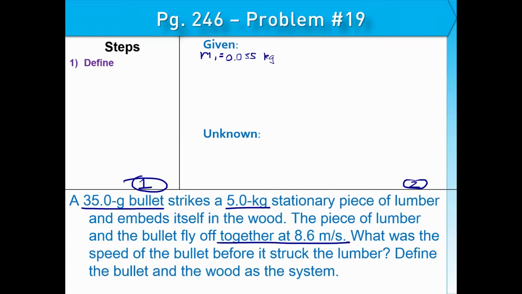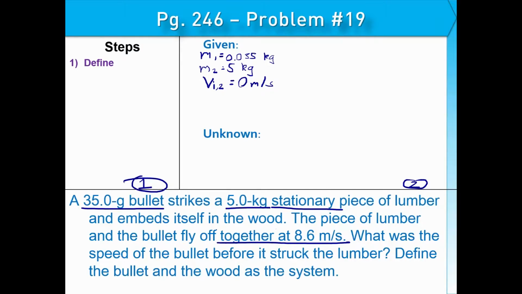It strikes a piece of lumber that is mass 2. So our mass 2 is going to be 5 kilograms. And the piece of lumber is stationary. Remember, when it says stationary, this implies that the object is not moving. So its velocity is going to be 0 meters per second. Since this is before the collision, this is the initial velocity of object 2, the lumber, which is 0 meters per second.